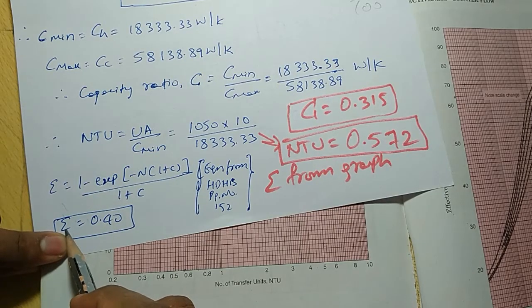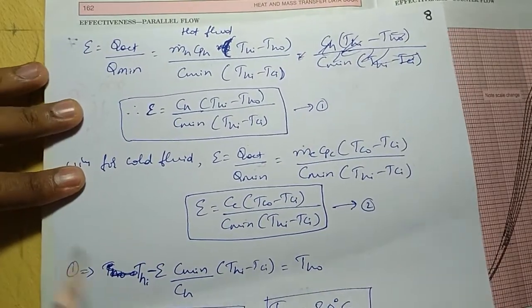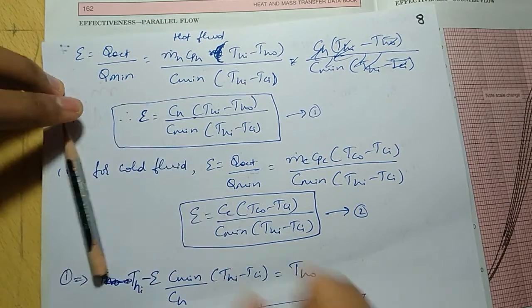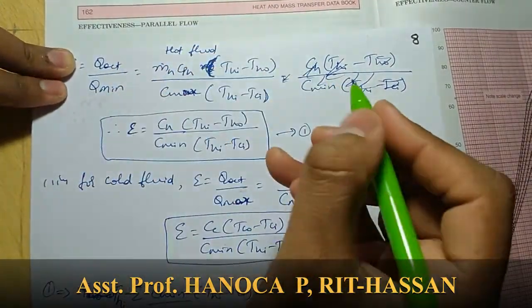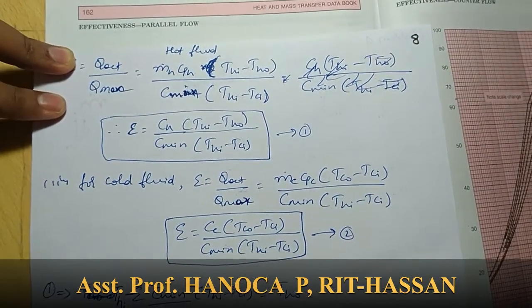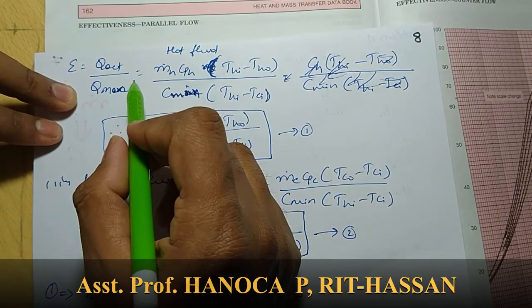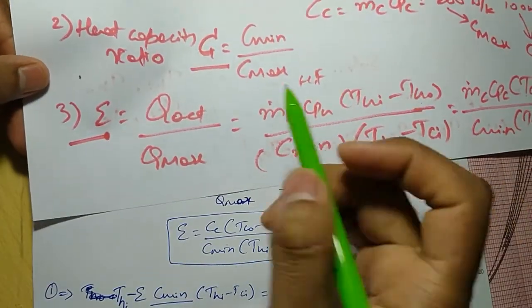Once you know the effectiveness, next you have to find out TH naught and TC naught. We know that effectiveness is equal to Q actual divided by Q max. That is nothing but what I already explained here before starting the problem.